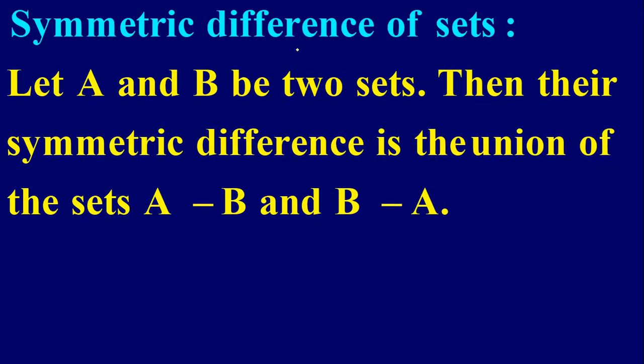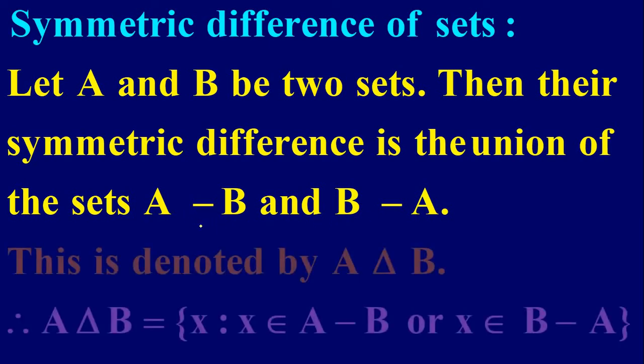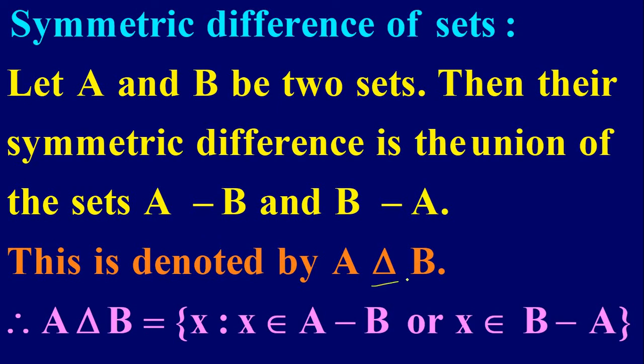So next it is symmetric difference of sets. Now we see what is symmetric difference. Let A and B be 2 sets, then their symmetric difference is the union of A minus B and B minus A. It is denoted by A delta B. A delta B means A minus B union B minus A. So you have to find A minus B and B minus A, then take union of these 2 sets. It is called symmetric difference and it's denoted by A delta B.